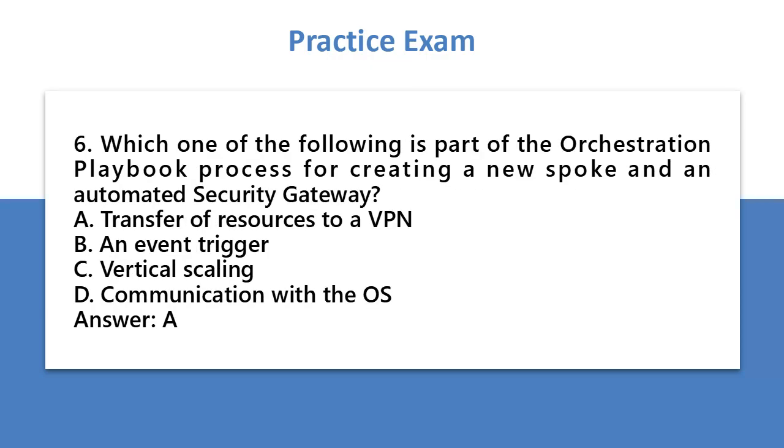6. Which one of the following is part of the orchestration playbook process for creating a new spoke and an automated security gateway? A. Transfer of resources to a VPN. B. An event trigger. C. Vertical scaling. D. Communication with the OS. Answer: A.